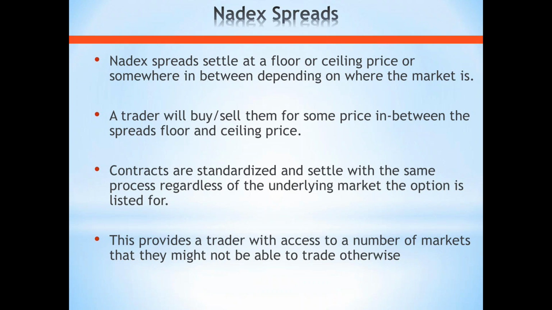What's nice about Nadex spreads is that the tick values are the same for all the spreads across all those products. So I don't have to have this really complicated approach to understanding exactly what my risk is in each of these different things. I can put trades on and know that it's standardized across these markets. So what this means is that it provides me as a trader with access to a number of markets that I might not be able to trade otherwise, right?